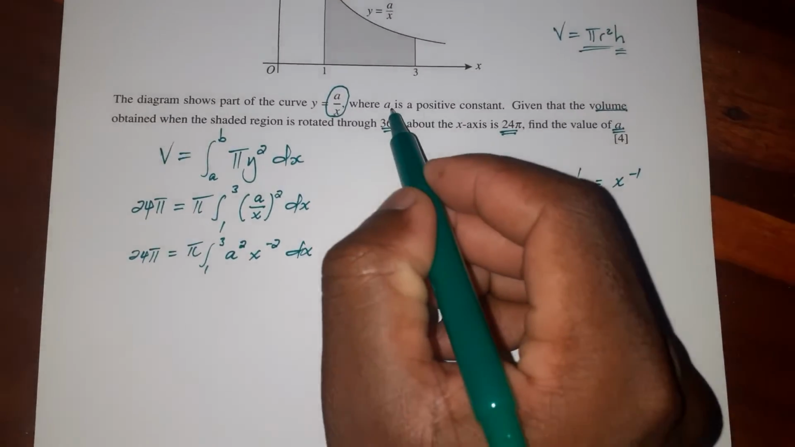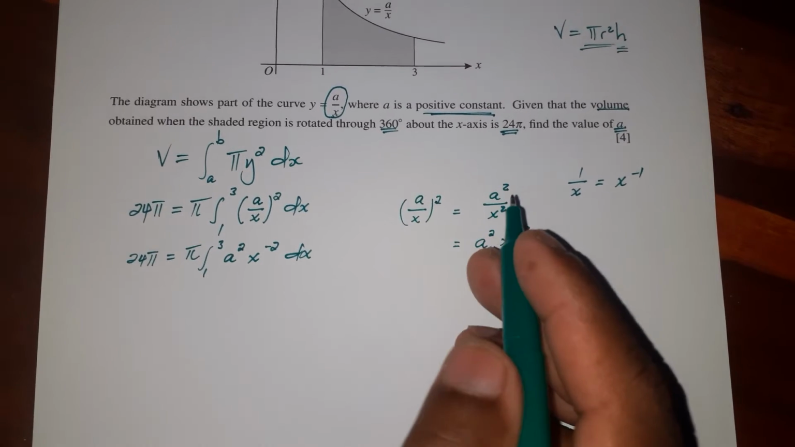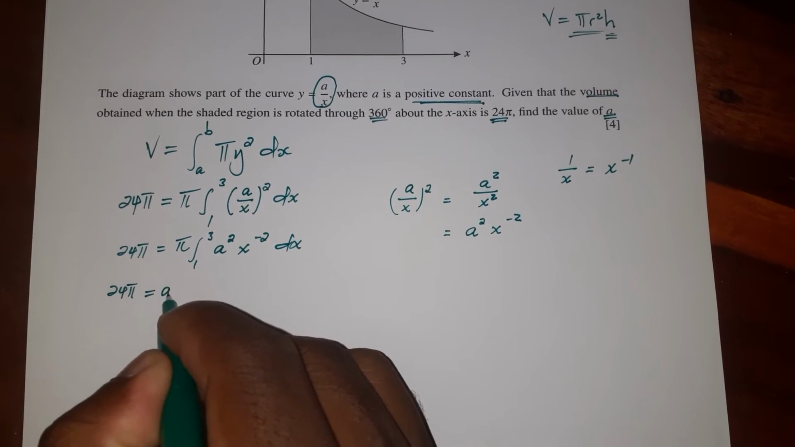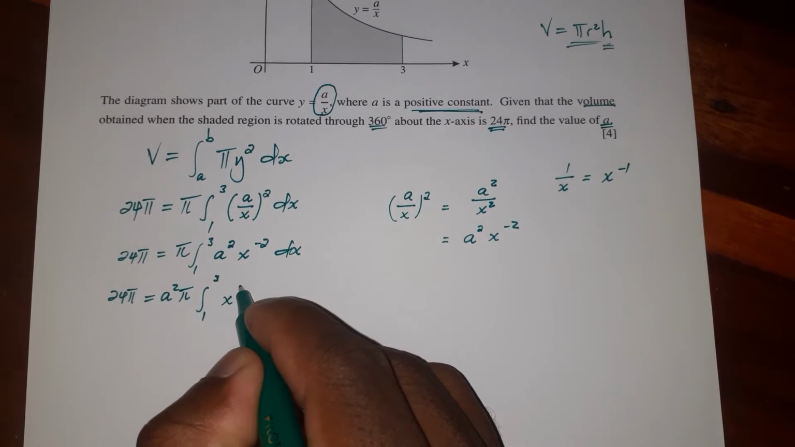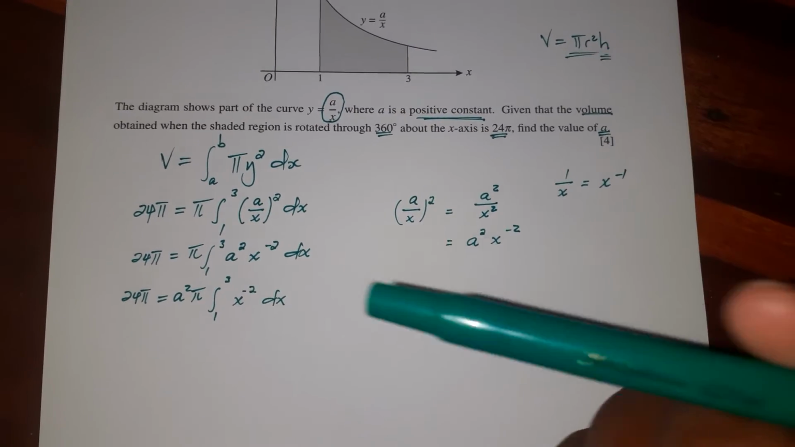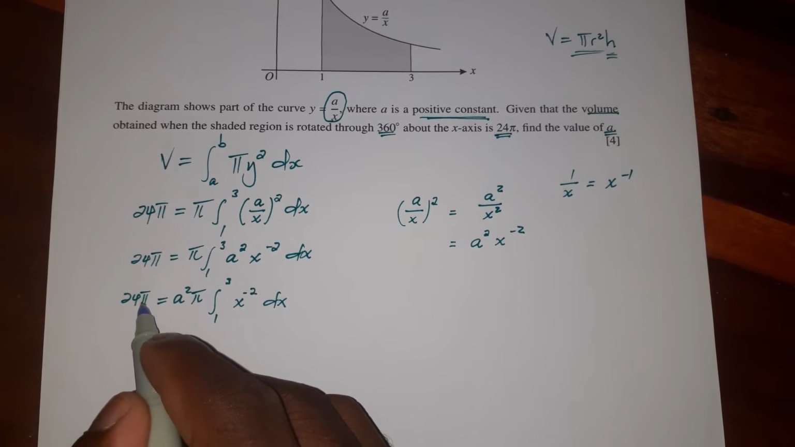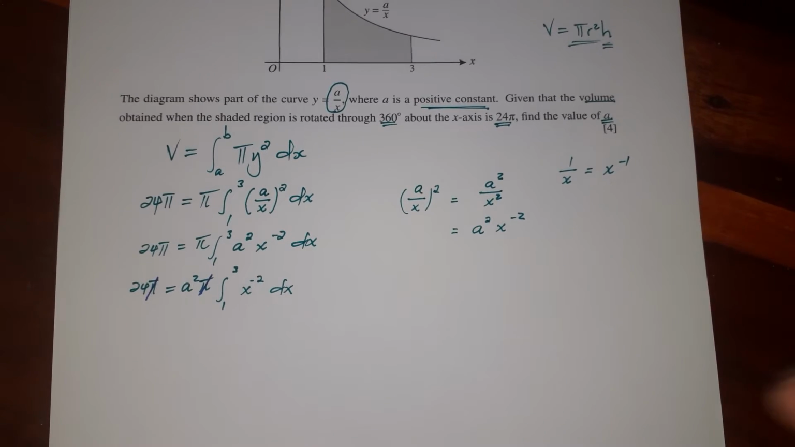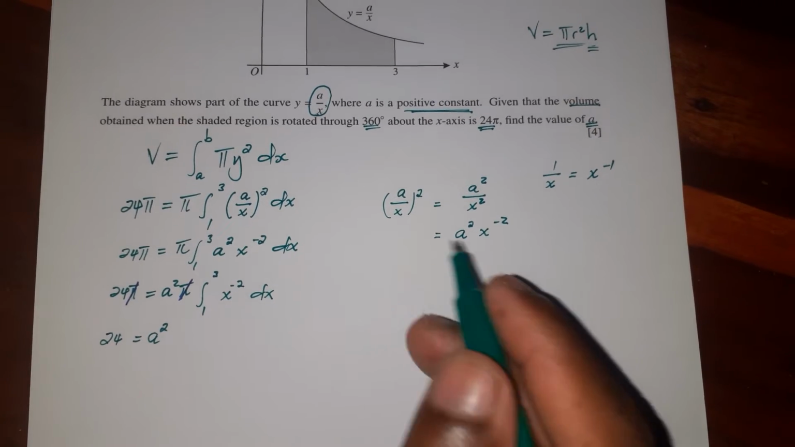We are told that a is a positive constant, so we move the a square out of the integral. So we are going to have 24 pi equals to a square pi integral 1 to 3 x to the power minus 2 dx. Now we have pi on this side, and we also have pi on this side. This pi and this pi cancel out, then on this side we only have 24, while on this side we only have a square.